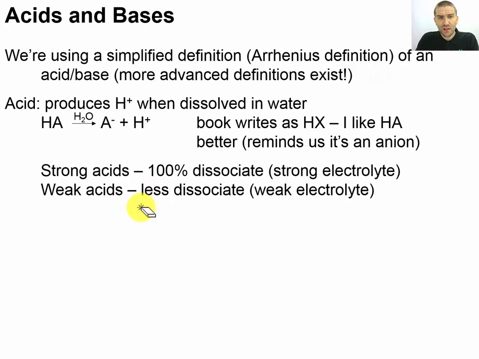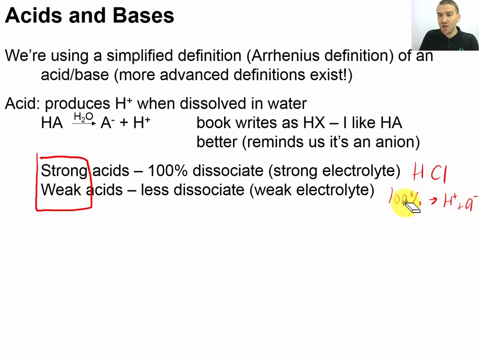Now, strong acids, and remember, strong tells us that 100% of the time it dissociates. Weak would tell us that less often than that it dissociates. So a strong acid is a strong electrolyte. A weak acid is a weak electrolyte. Hydrochloric acid, HCl, and we'll learn this in other videos, is a strong acid, which means that when it hits water, 100% of these will be converted into H plus and Cl minus. So that's what we're talking about when we say strong acids.